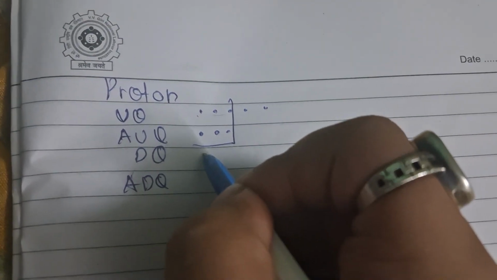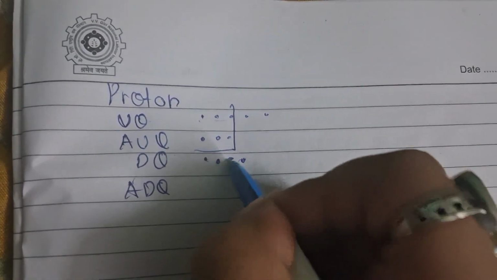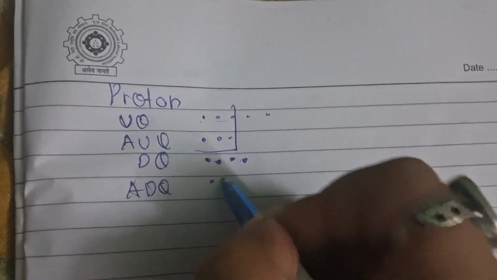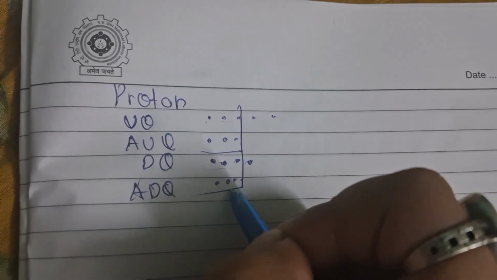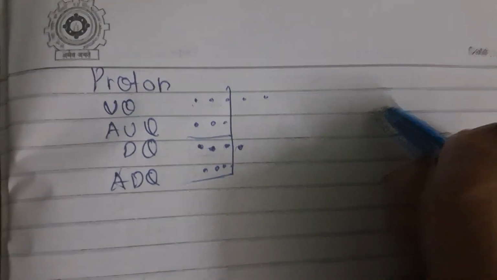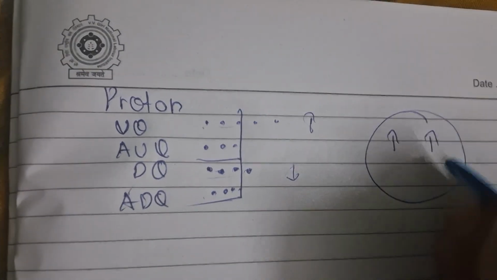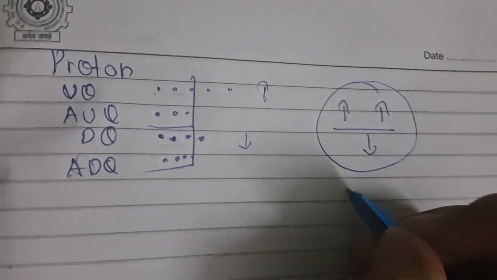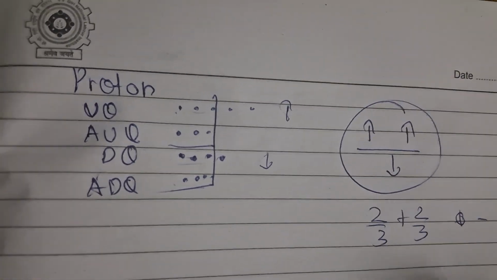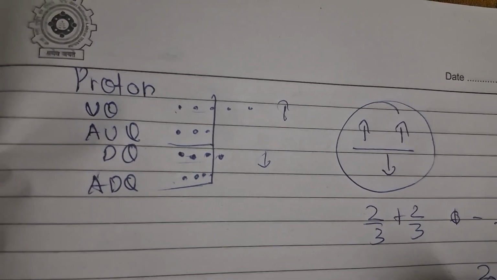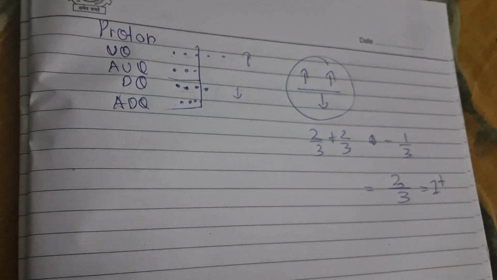Now down quarks. Let's say we assume there are 4 down quarks, and there will always be 1 less anti-down quark. So this will neutralize because this is minus 1 by 3, this is plus 1 by 3. Now a proton will look something like this: 2 up and 1 down. Charge on this is 2 by 3 plus 2 by 3 minus 1 by 3, which is equal to 3 by 3, which is equal to 1 plus. So that is how you get the charge on proton.